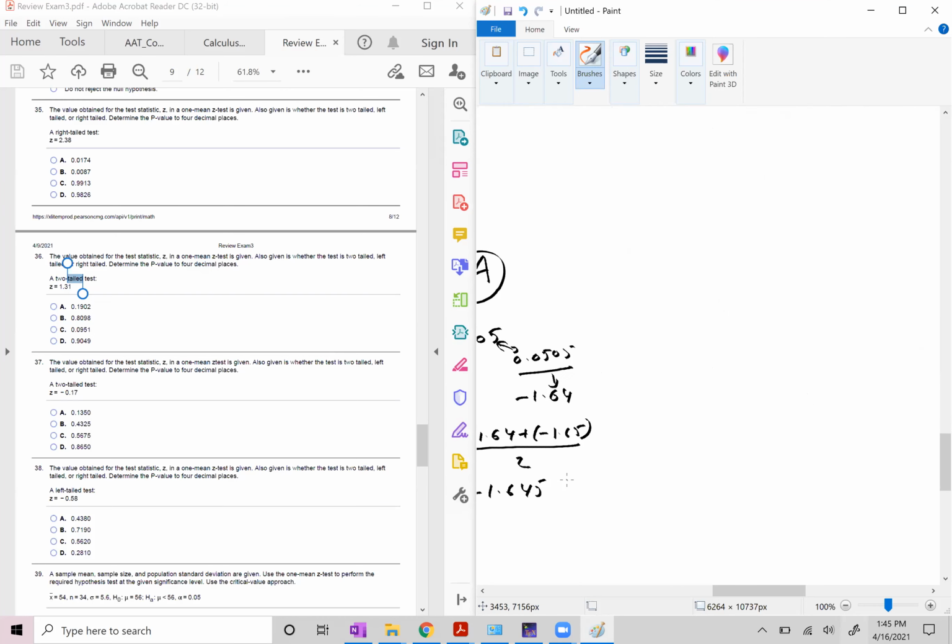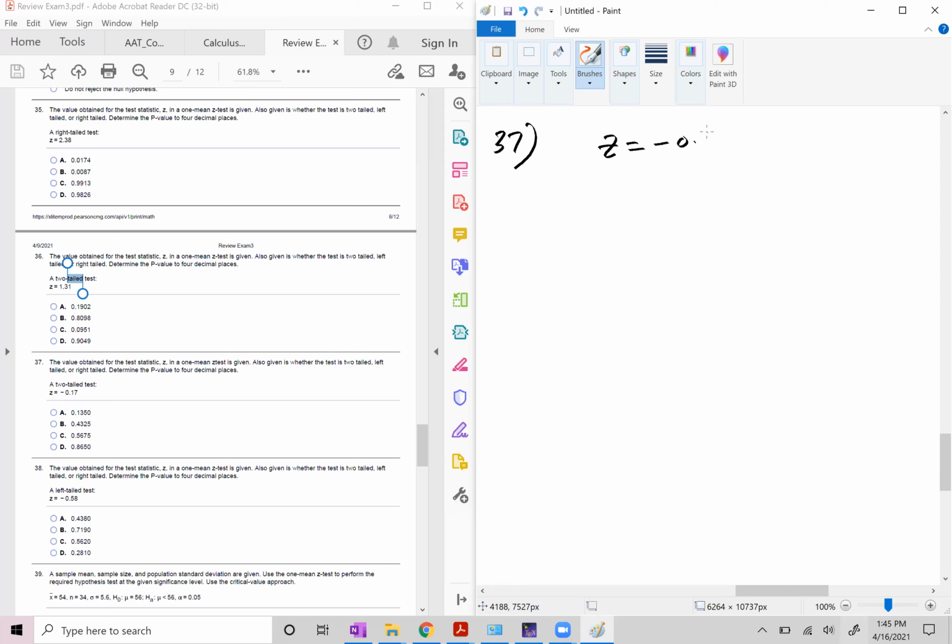37. 37 is very similar to 36. Okay, but it's a two-tailed test. But now the z value, you see, it is negative. In a two-tailed test, z value can be both negative and positive. If a negative value is given in a two-tailed test, that means you calculate the area to the left, and multiply that by 2.